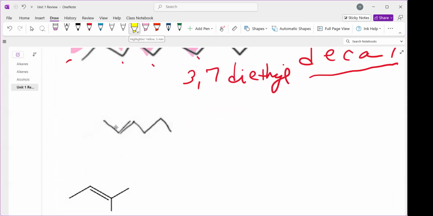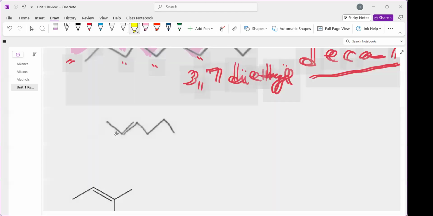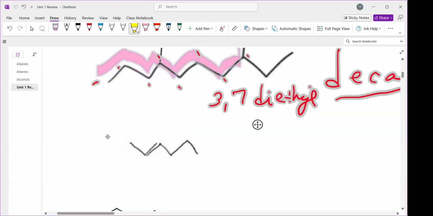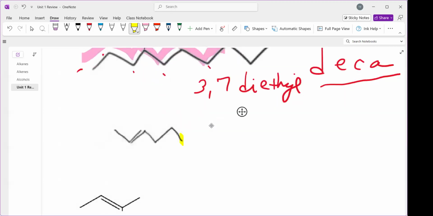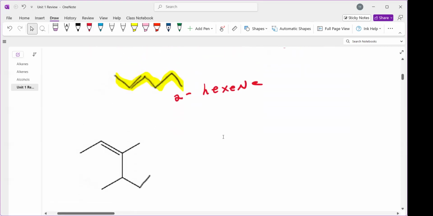Okay. So this is a pretty straightforward one. Got no branching. We got 1, 2, 3, 4, 5, 6. So it's a hexene. And where does the double bond start? From number 2. Well, one more problem to go.